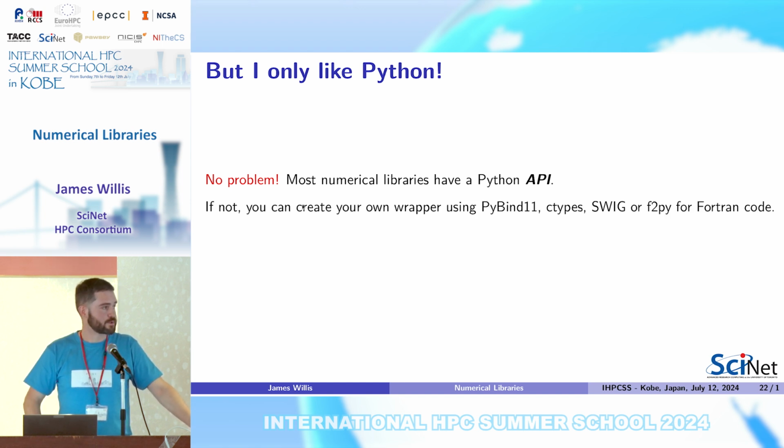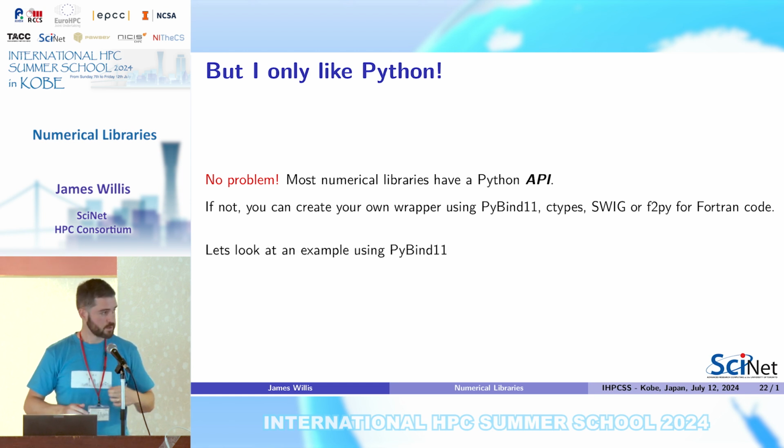But what if you come across a library that doesn't have a Python interface? What you can do is create your own wrapper using PyBind, ctypes, SWIG, or f2py in Fortran's case. You essentially wrap the function that you're trying to call with PyBind, and you can call it directly from a Python script. So I'm going to go through a quick example using PyBind11.